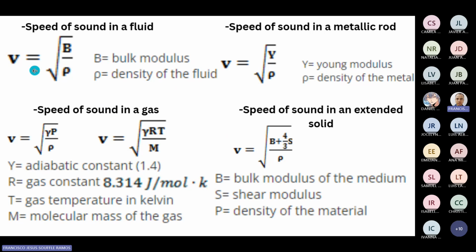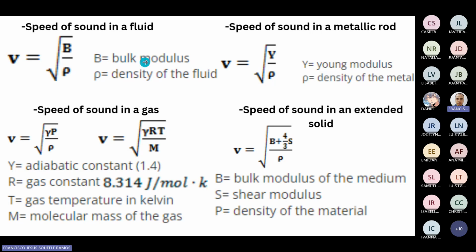V, that's velocity, equals the square root of B over rho. Remember the rho was that Greek letter, right? The rho letter, and it is the density of the fluid. You already know how to find that one, and actually we have a table with all the densities, right? And then we have B, capital B. That will be the bulk modulus.